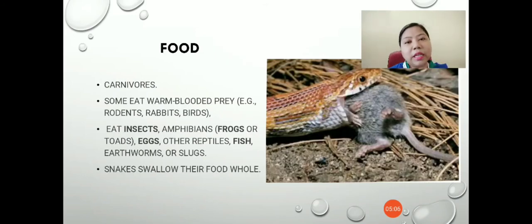Now what is the food habit of snake? Snakes are carnivores. Some eat warm-blooded animals like rabbits and birds. Some eat insects, amphibians like frog and toad, then eggs of other animals, other reptiles, fish, earthworms, slugs. So snakes eat almost all animals. Yes, they are carnivores, and snakes do not chew the food, they swallow the food as a whole. Now in the picture you can see that the snake is swallowing a rat. So the food habit of the snake is what? It is a carnivore animal, and it swallows the food instead of chewing it.